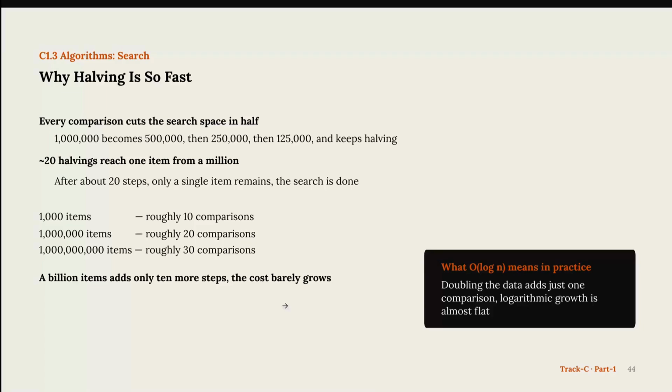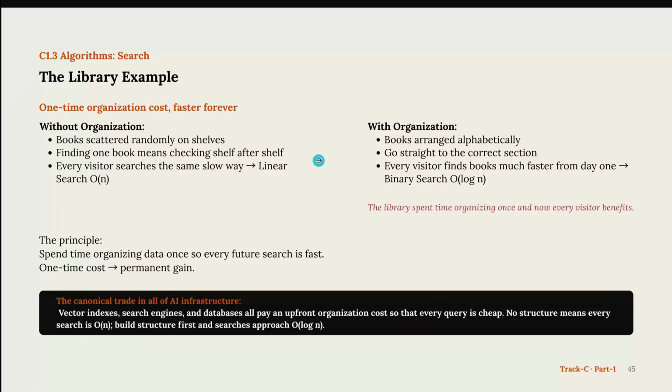Let's take an example. You are in a library and you need to search for a particular book. Imagine there is no organization of the books. The books are scattered on shelves. You have to find one book, then check another shelf, then search for the book, and so on. In this manner, you will have a linear search of order n. But if it is organized, you know correctly which section to go to and find the book faster. You'll go to the mid section, or split it in half, and then go on.